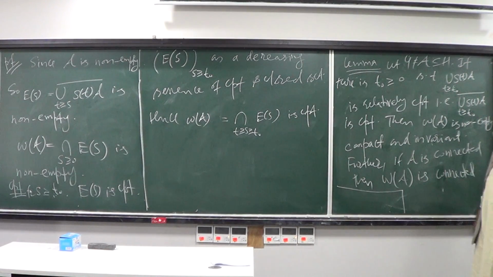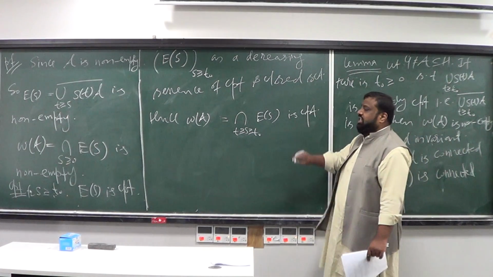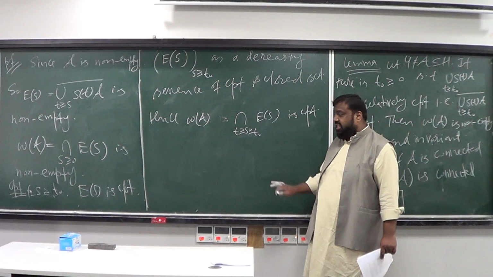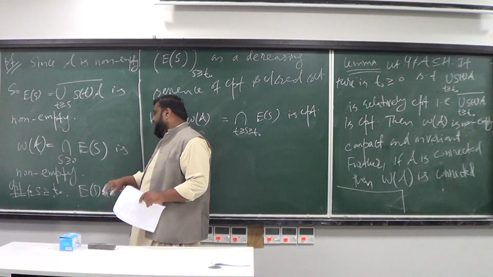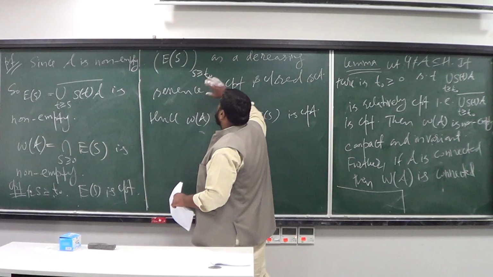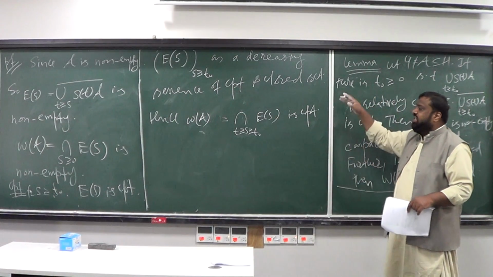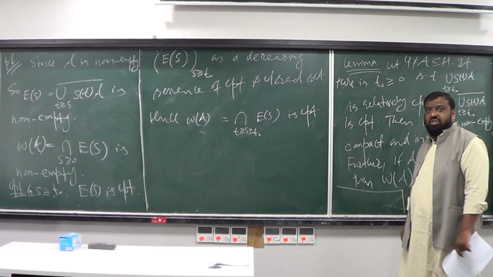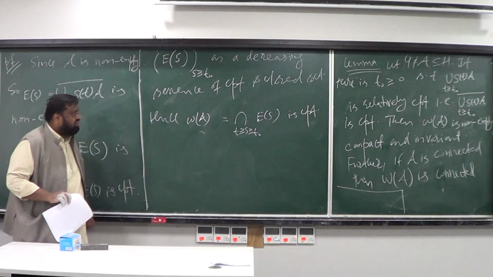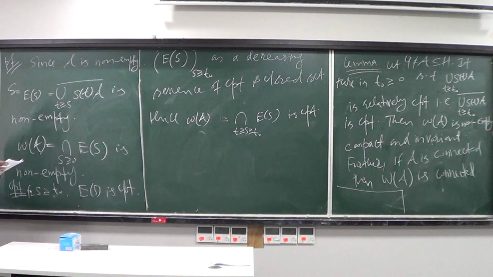So just open up Munkres and try to find the result that justifies that. And there is such a result actually. So why is omega of A compact? Because E of S is compact and the sequence is decreasing, and so their intersection is also going to be compact actually. Alright? So this is the case. What is the next thing?